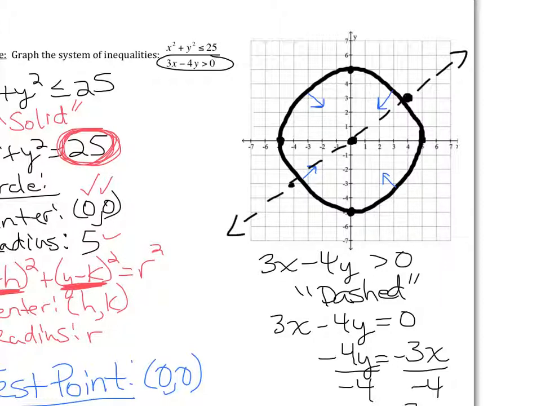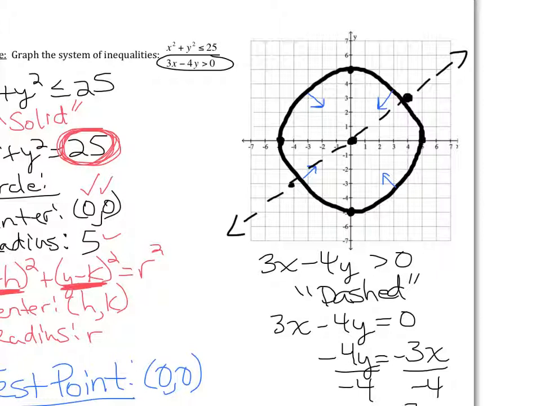Okay, and now I'm going to use a test point once again. Now I've used the point 0, 0 for my circle. The perimeter of my circle, the circumference, the outside of my circle did not go through the point 0, 0, so I was okay with using that point. But if you notice here, this line does pass through the point 0, 0. Since the line passes through the point 0, 0, I cannot use that as a test point, because if I did, I wouldn't know which side of my line to shade on. So I'm going to use a point that's not on my line. Let's say I use the point 1, 0.